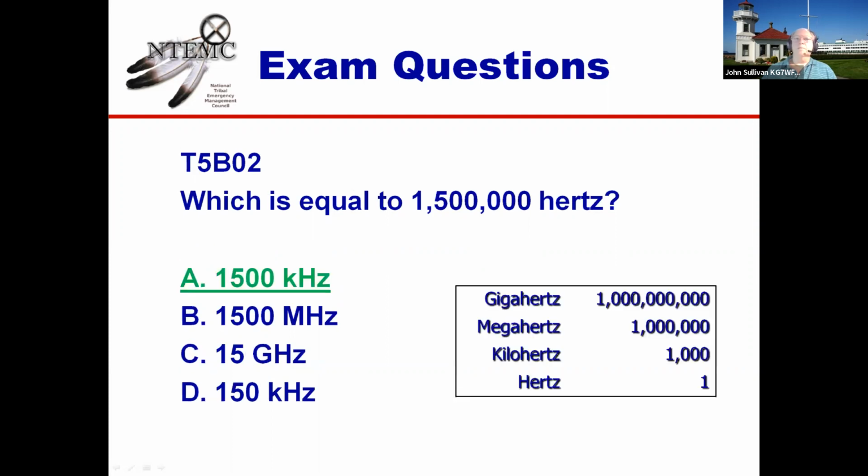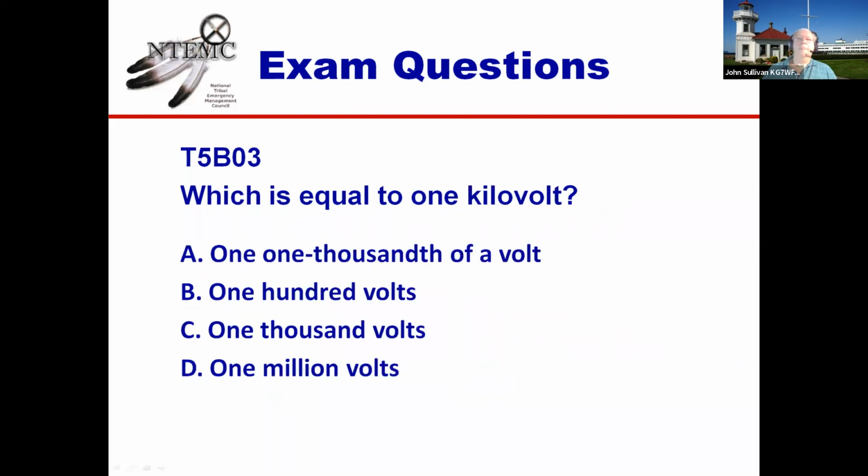Okay, well, this is a little bit more involved. It's going to be 1,500 kilohertz. You immediately probably thought, oh, mega, million, but you notice it's a big number. So it's 1,500 kilohertz, which would be 1.5 megahertz. Okay. Which is equal to 1 kilovolt.